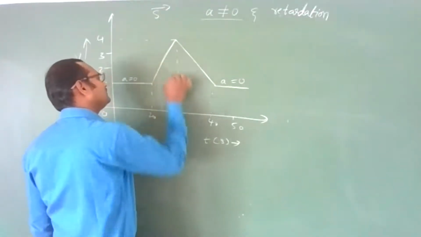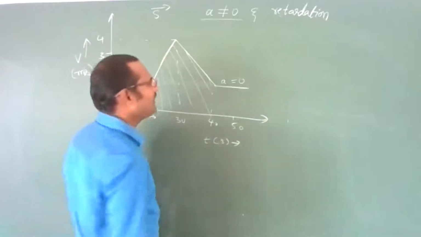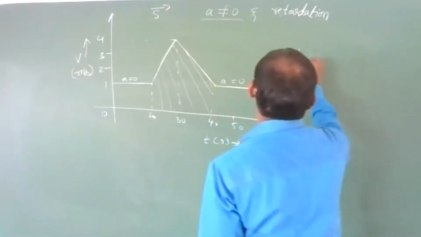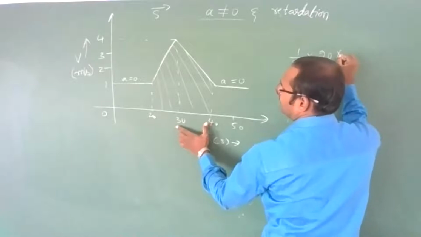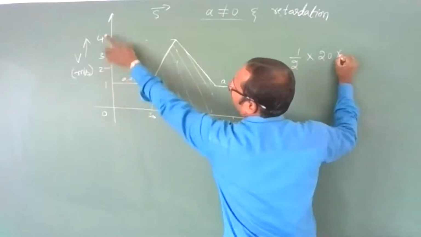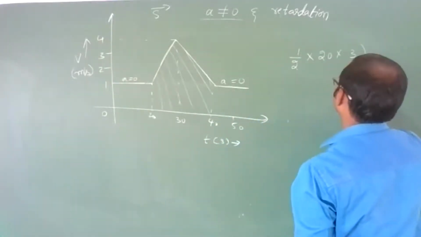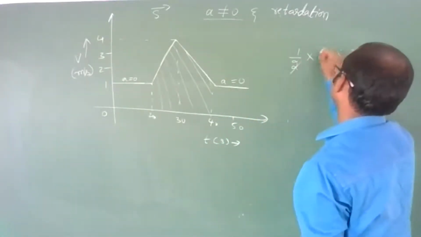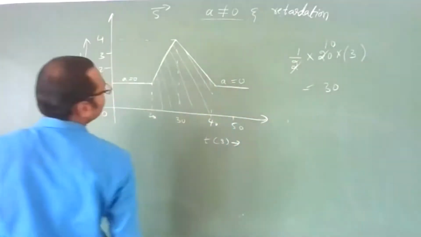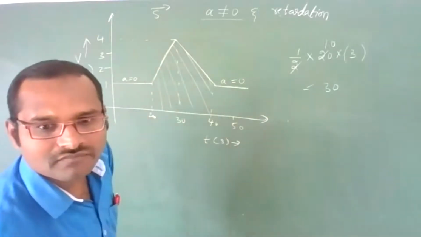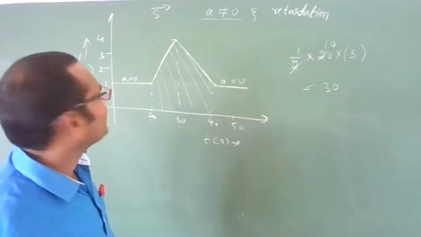we want the area under this curve. Area is half into base. Base is 20 to 40, which is 20, into height. Height is 1 to 4, which is 3. Two tens are 20... 30. Observe, he is saying 50. Half into base into height.